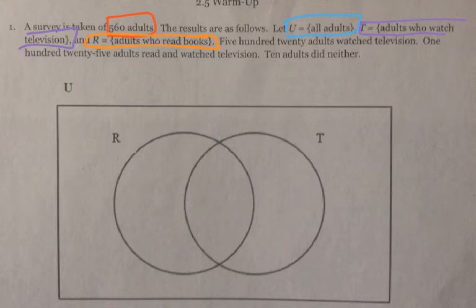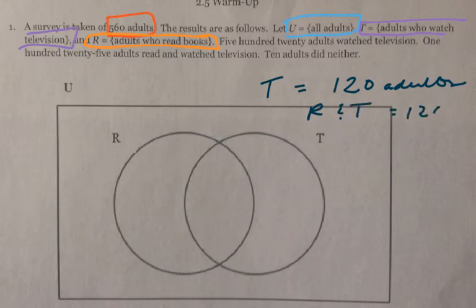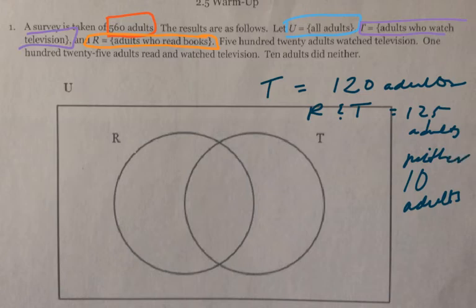520 adults watch television. So television total contains 520 adults. 125 adults read and watch television. So read and watch television, that is 125 adults. And 10 adults did neither. So this is our important information that we can use to fill out this entire Venn diagram with how many people are in each of these sets.